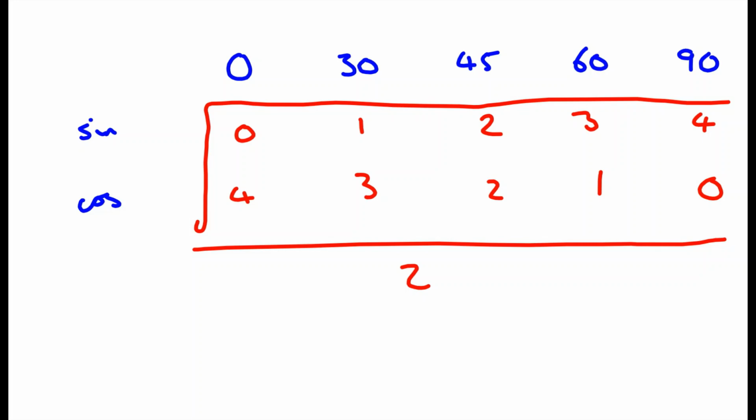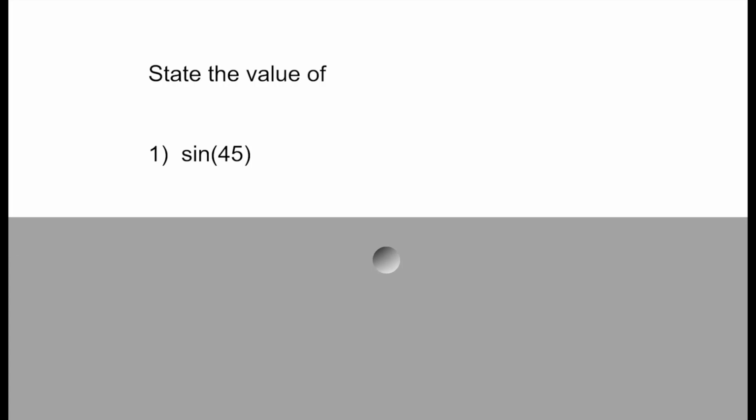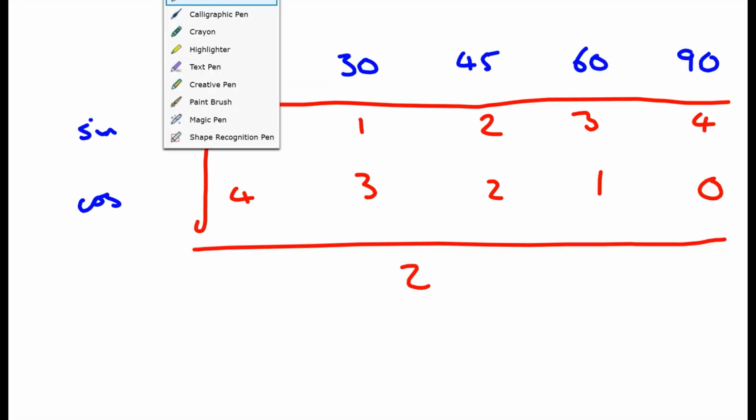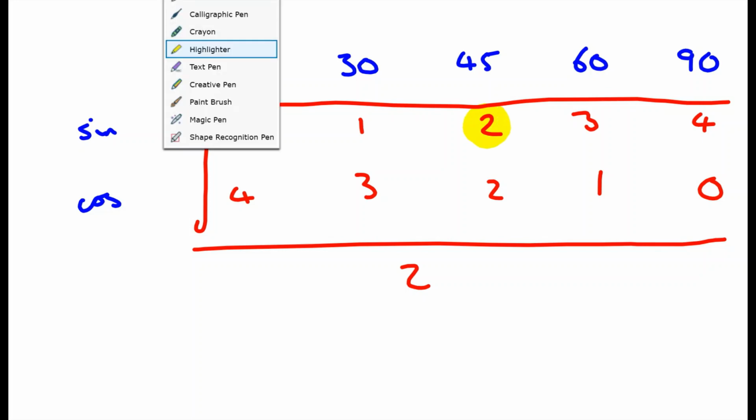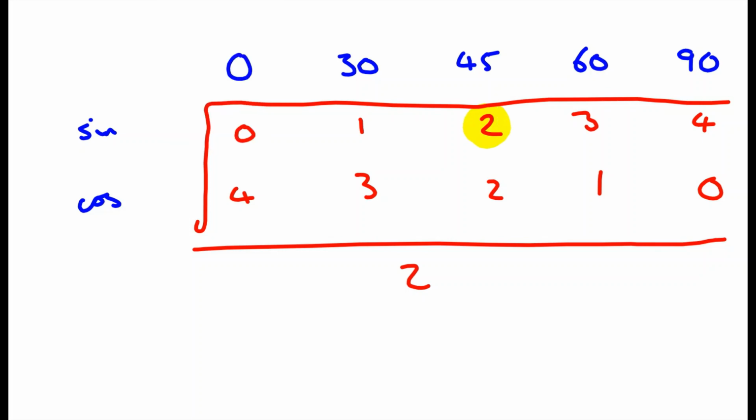So let's look at some examples. So the first one is sine 45. So I'm going to go along, this is sine 45. So we're going to see here, we want the square root, so sine 45 equals the square root of 2 over 2.